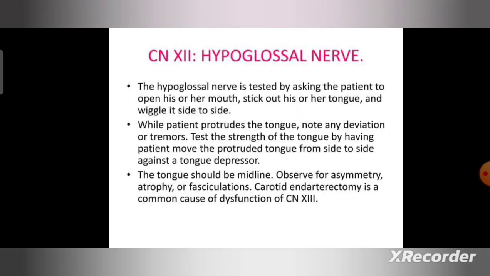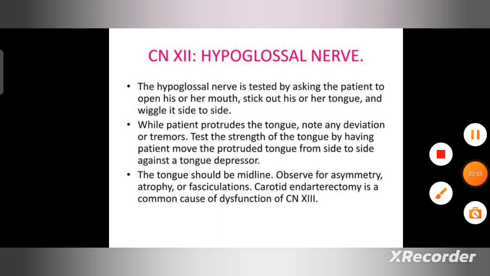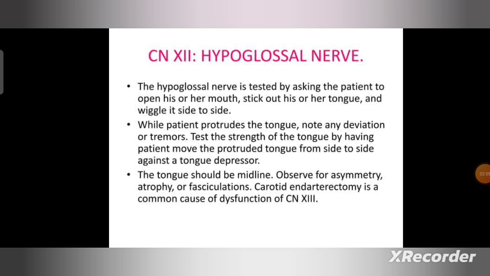Next is the hypoglossal nerve, which is the 12th nerve. The hypoglossal nerve is tested by asking the patient to open his or her mouth, stick out the tongue and wiggle it from side to side.